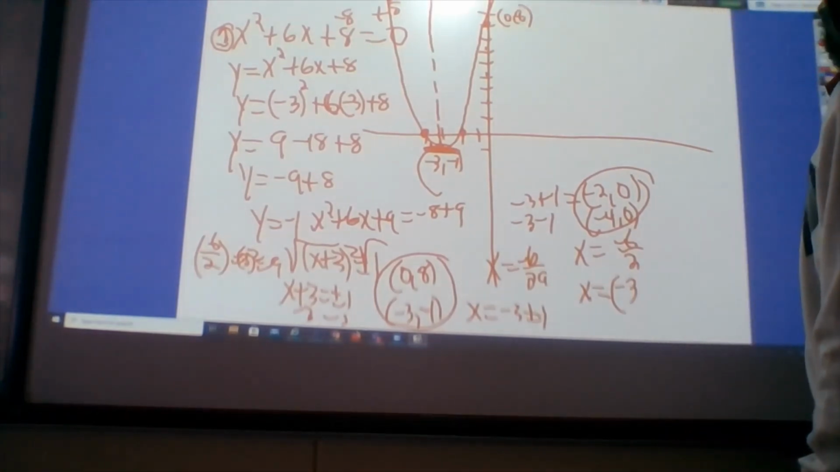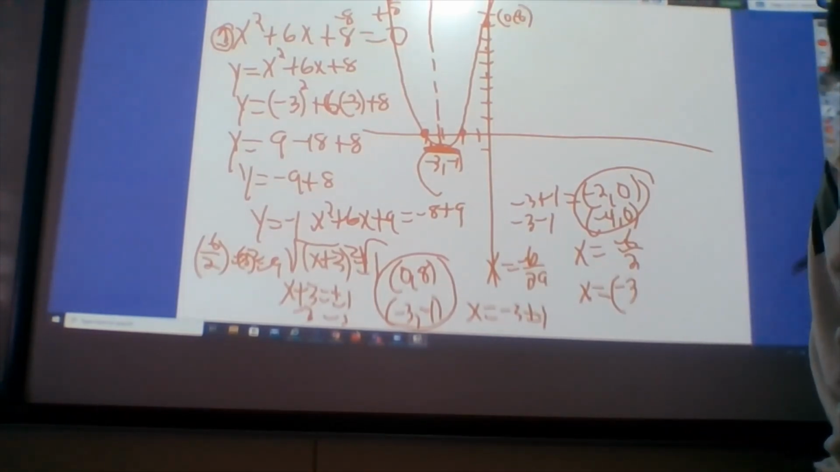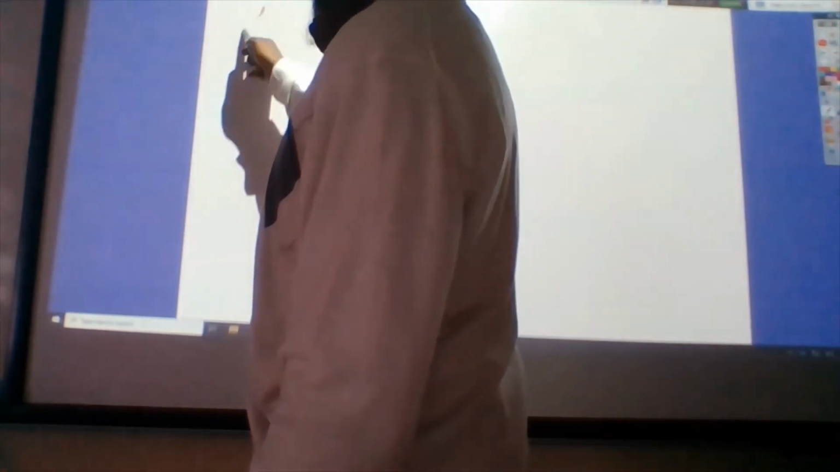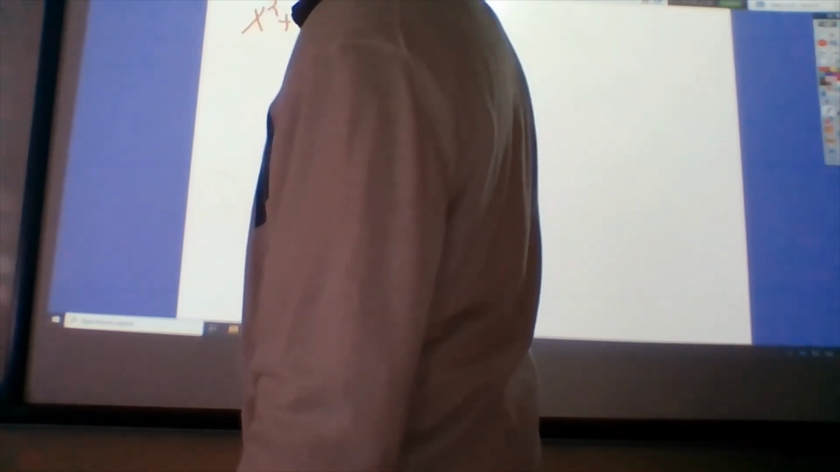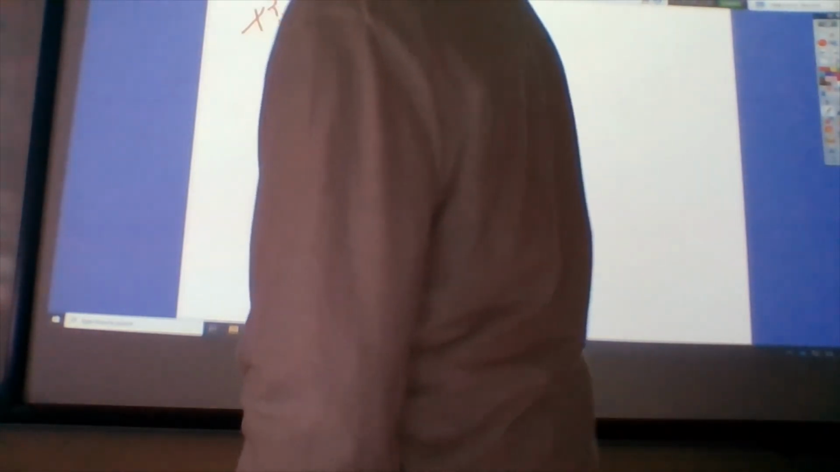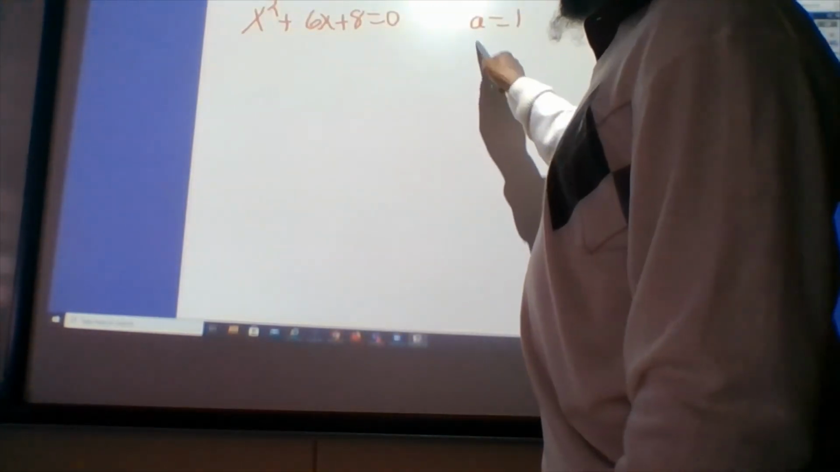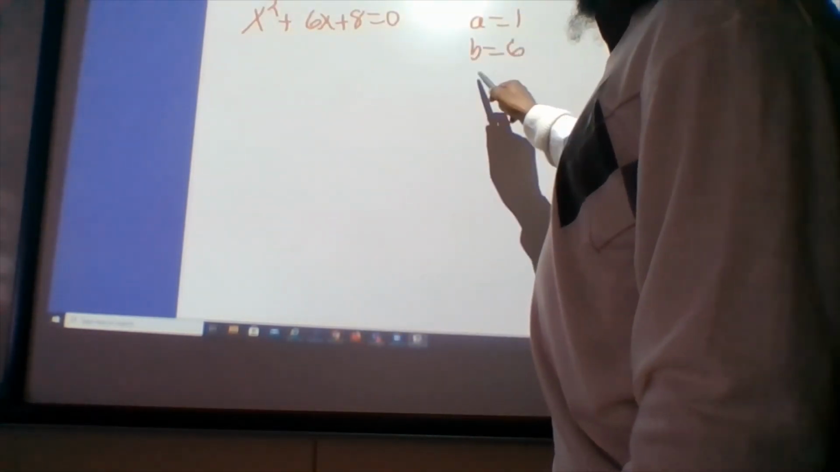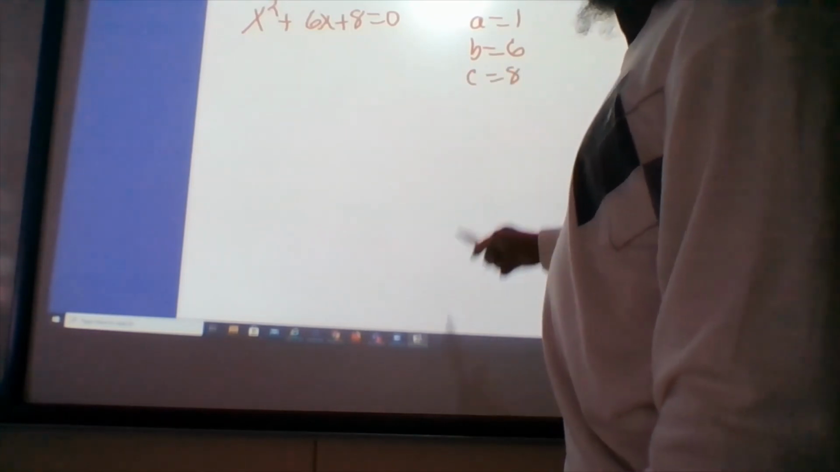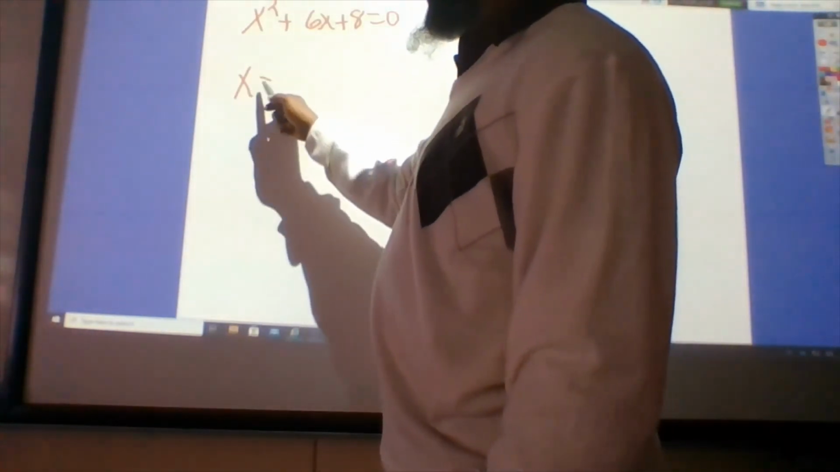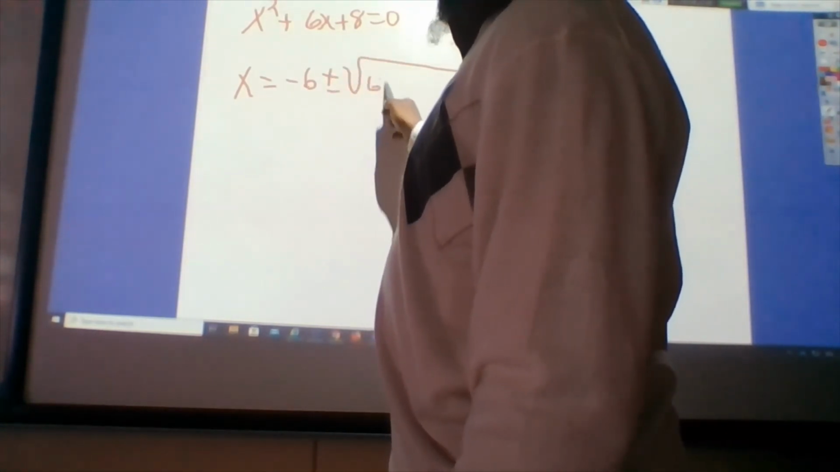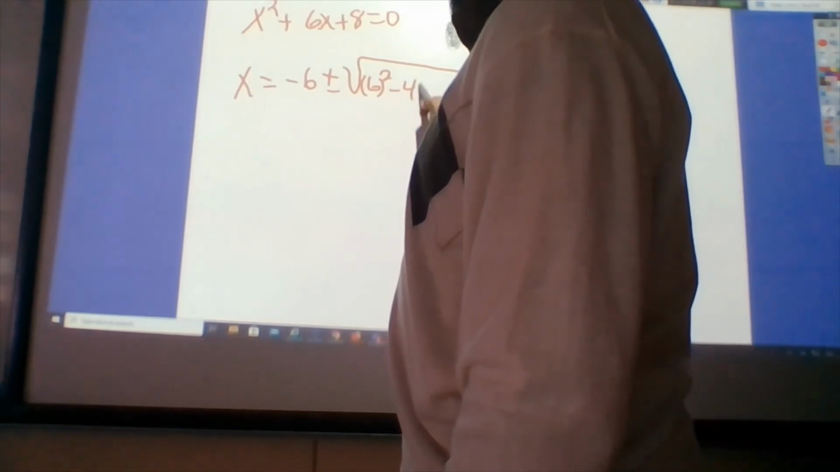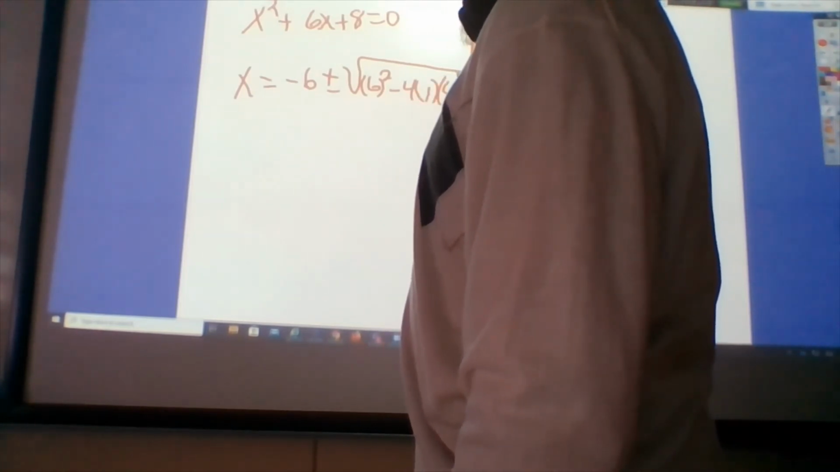So let's go and do the quadratic formula. Then we can start moving out. All right. Remember that the equation is x squared plus 6x plus 8 is equal to 0. A is 1, B is 6, and C is 8. So we'll have x equals minus b, that will be minus 6, plus or minus the square root of 6 squared, b squared, minus 4ac. A is 1, C is 8, right?